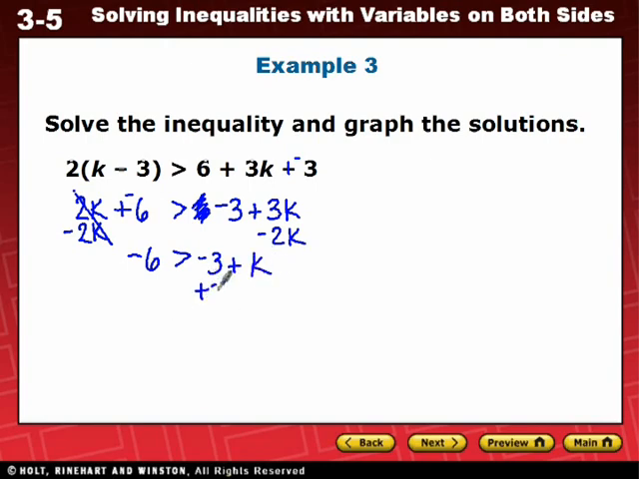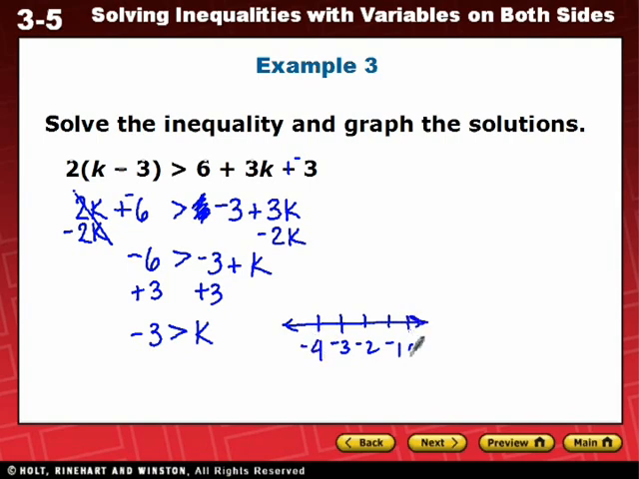And then I'm going to add 3 to both sides. And I get negative 3 is greater than k. Okay, which means k is less than negative 3. Oh, no number line. I'll draw a quick one here. Negative 3, negative 2, negative 1, negative 4, 0. Squeeze it in.